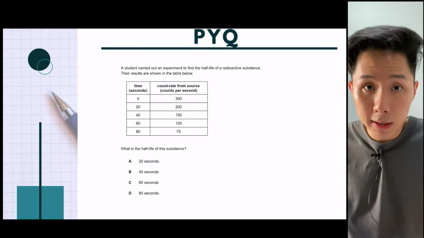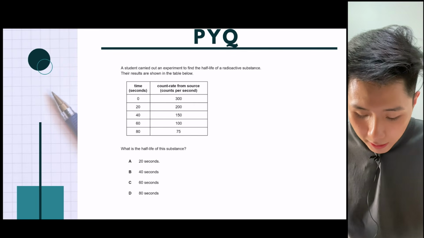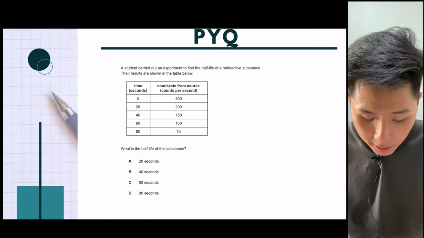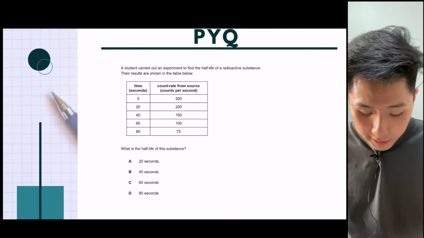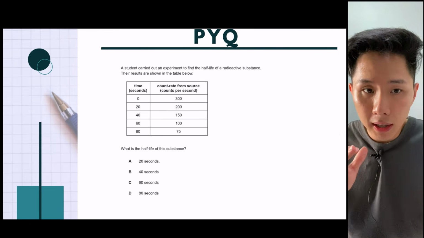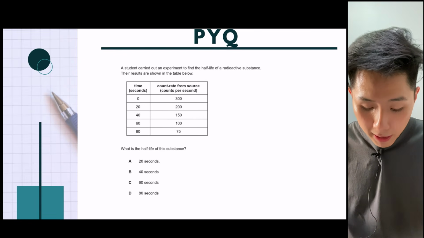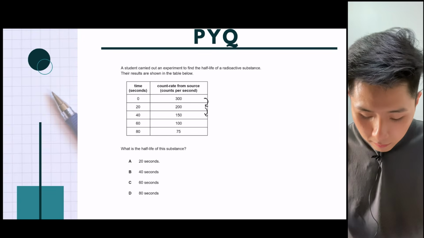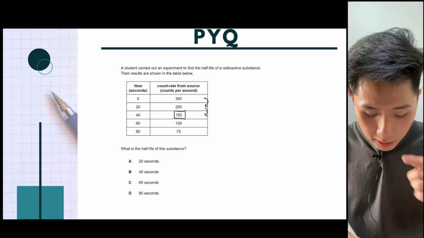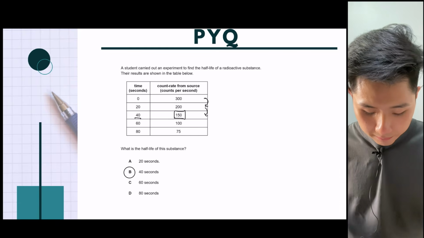So let's try to solve some past year questions. All right, a student carried out an experiment to find out the half-life of a radioactive substance. Their results are shown in the table here. What is the half-life of this substance? So remember, half-life is the amount of time for this element to decrease by half. So we need to figure out at what point it reaches half of the original count rate, which is 150. So you can see that it takes 40 seconds. Therefore, the half-life is 40.